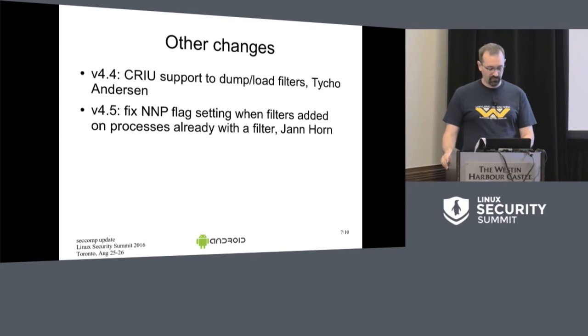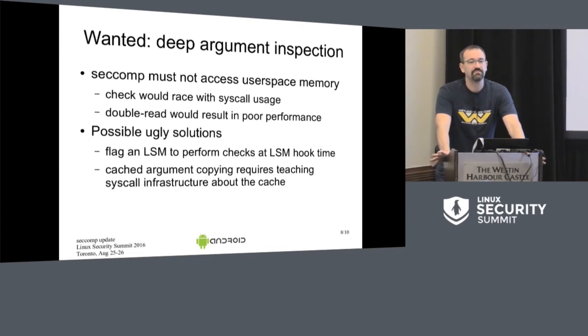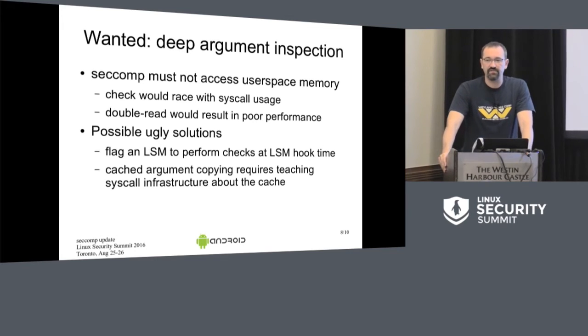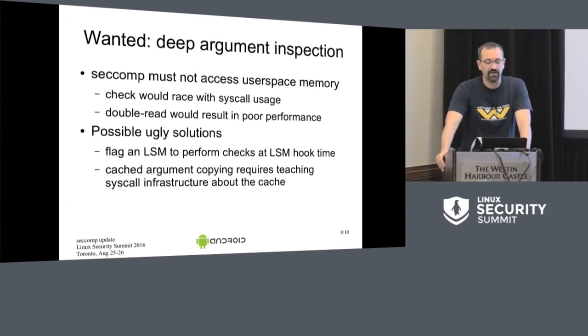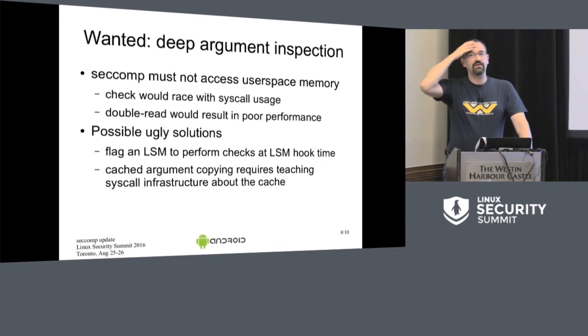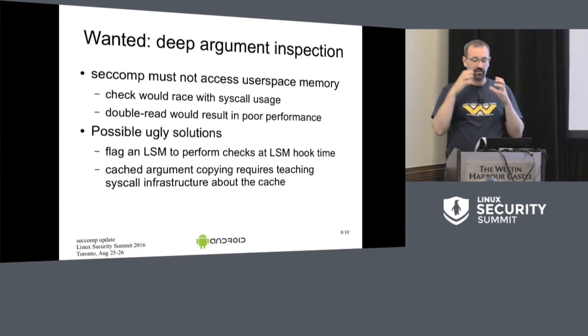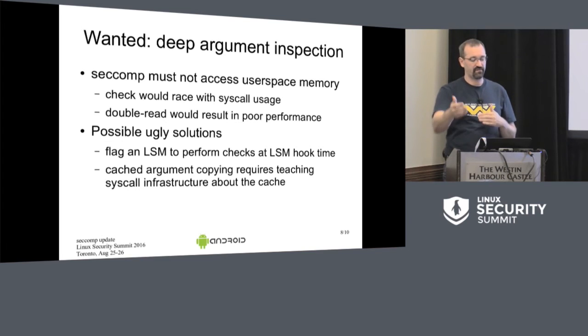So that gets to things still wanted. I talked about this last year too. Deep argument inspection is still heavily desired as a way to augment the type of confinement that seccomp gets you. Right now, you can look at the pointer value that came in for a syscall, but you can't look at what it points to. So you can't do path name inspection at syscall entry point because it's sitting in user space somewhere.